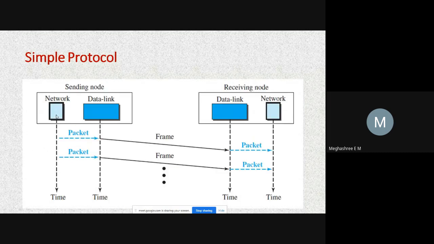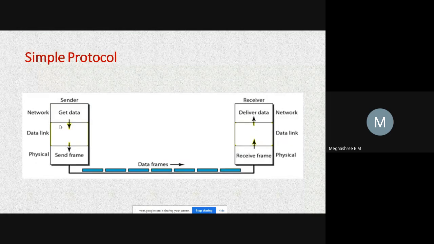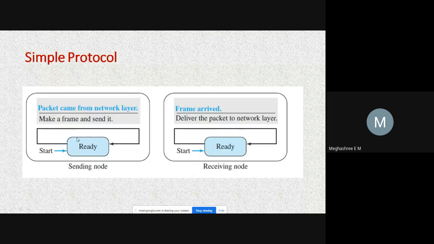And next, the simple protocol is represented using a finite state machine. About finite state machines, you will be discussing them in the subject automata theory. As of now, you just remember that the state of the sender and the state of the receiver is represented here.